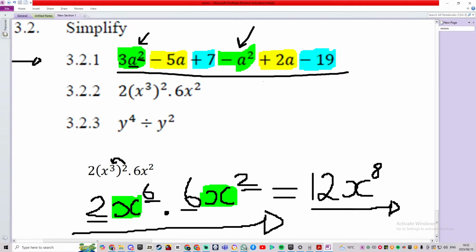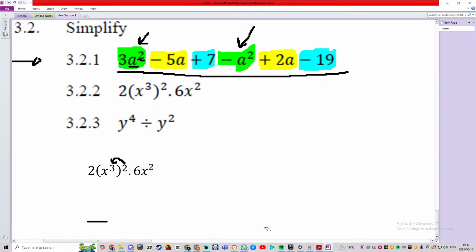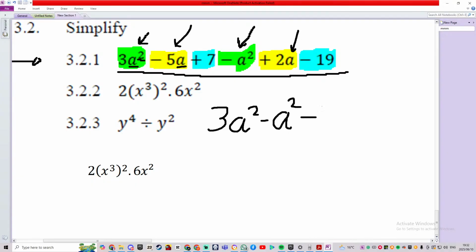Okay, right? So then let me just quickly. So I have 3a squared minus a squared. Okay, then this one has just a, no exponent. That one has just a, no exponent. So it's minus 5a plus 2a.